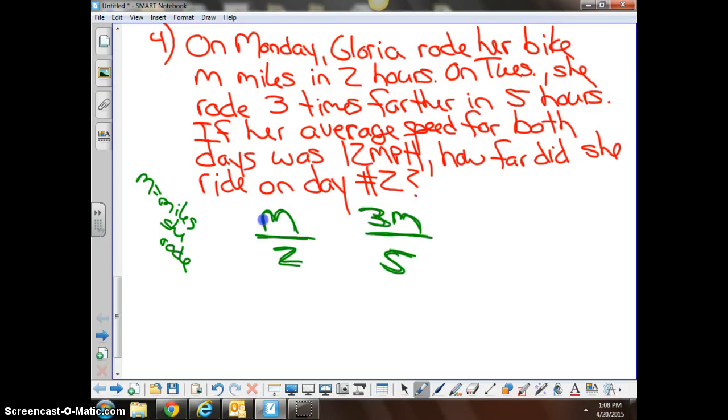Is there a sign that goes between these two? What's the sign? Why are you adding them? Because that's what equals the average. So what's the average? 12 miles for 1 hour, right? Can I express it like that? 12 over 1? Okay. This is an average though, right?